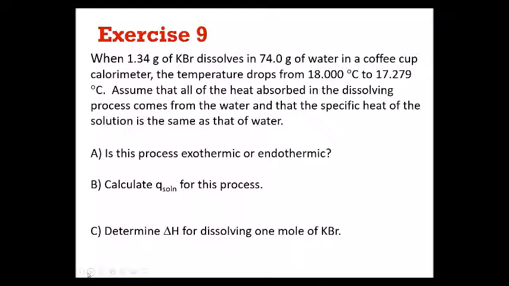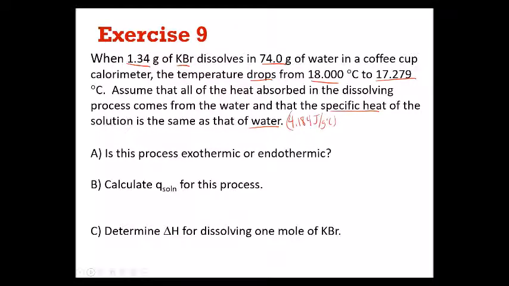Let's look at an example real quick. We have 1.34 grams of KBr dissolving in 74 grams of water. Coffee cup calorimeter, the temperature drops from 18 degrees to 17.279. Assume that all the heat absorbed in the dissolving process comes from the water and that the specific heat of the solution is the same as the water. So they told us the specific heat, 4.184 joules per gram degrees Celsius.